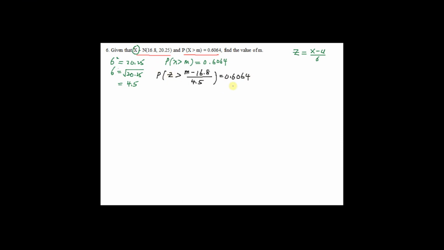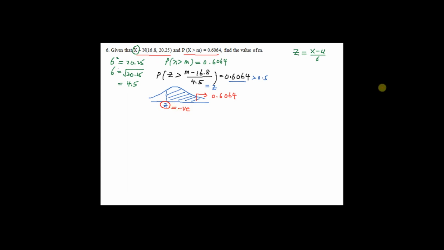So what is the area that I'm looking at? We have a sketch here. We have Z more than this value. Let's say this value equals a small z, and the probability is 0.6064. This is more than 0.5, so I should expect the Z value will be here. This shaded region here equals 0.6064. Now, how to find this value Z here? And you should know this is actually a negative value. The Z score is a negative value.